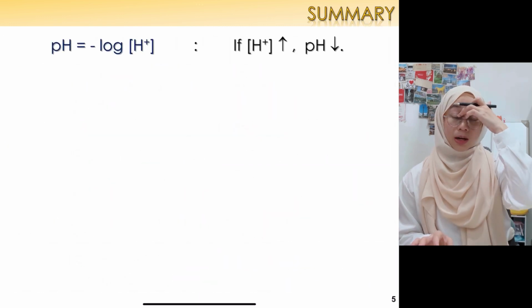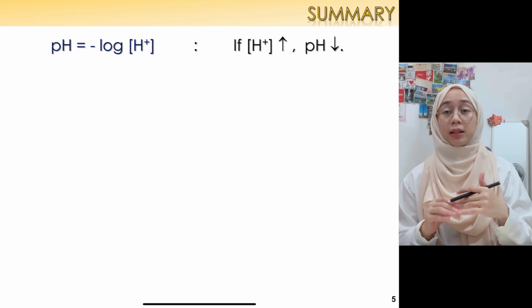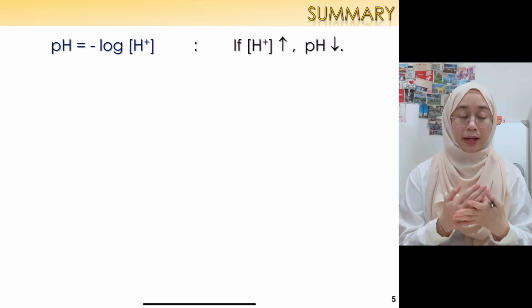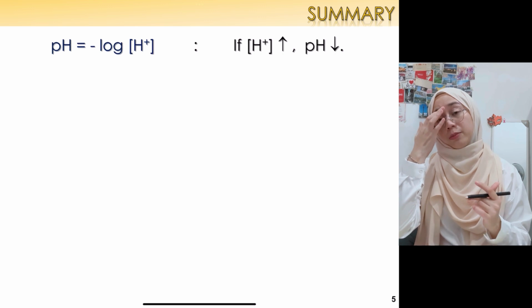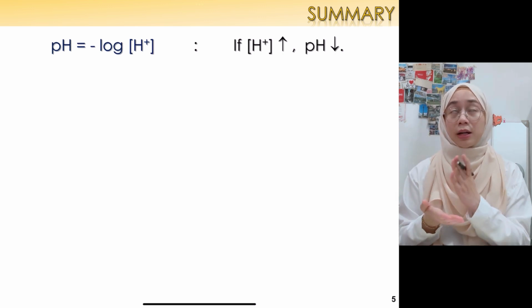Okay, so kita tengok balik relationship antara macam mana kita nak kira pH kepada concentration of H+. So basically pH punya formula is negative log darab dengan concentration H+.